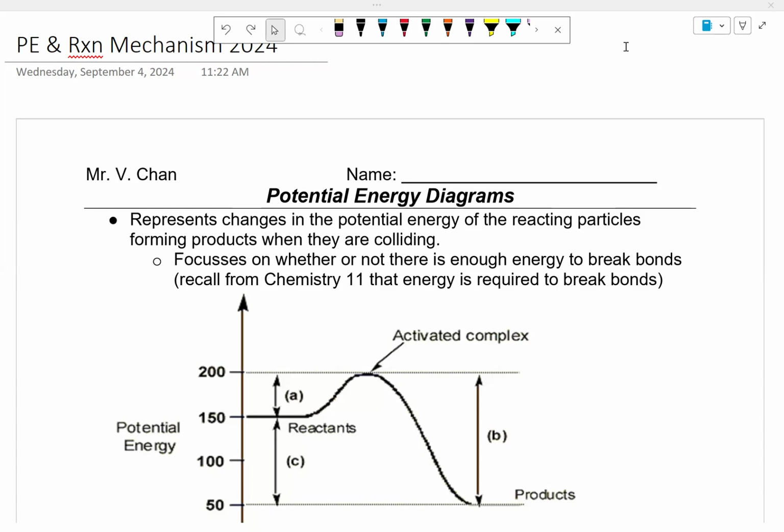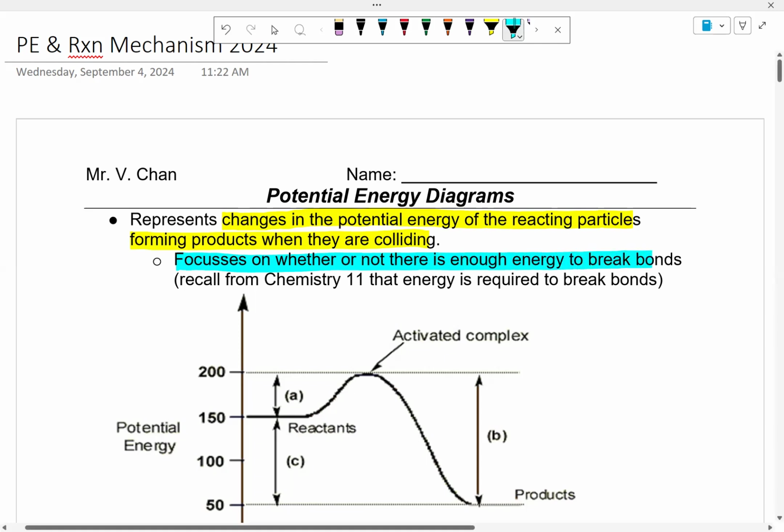Now, what are potential energy diagrams? Potential energy diagrams represent the changes in the potential energy of the reacting particles forming products when they are colliding. So it is focusing not on the speed of the particles, like what we've had with kinetic energy diagrams, but rather on whether or not there's enough energy to break the bonds.